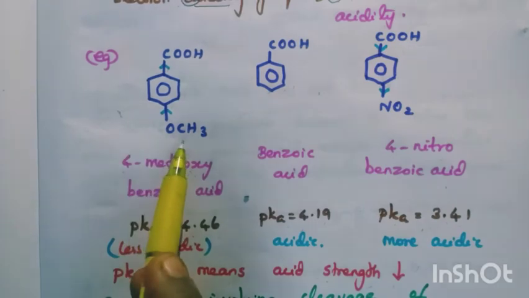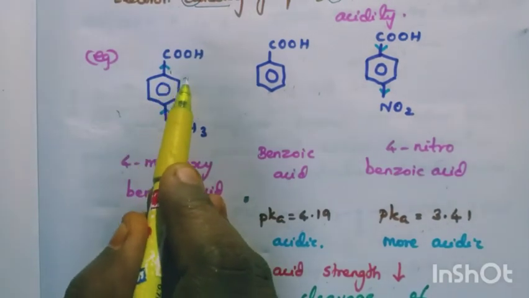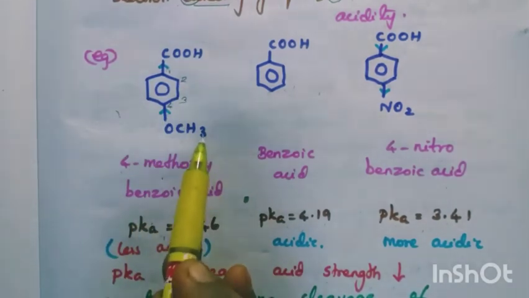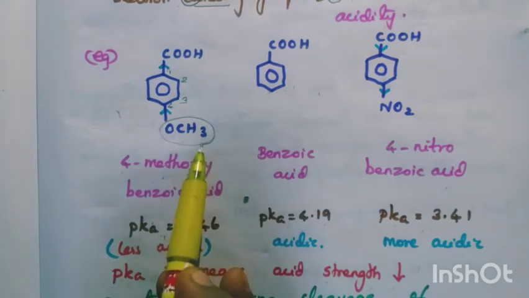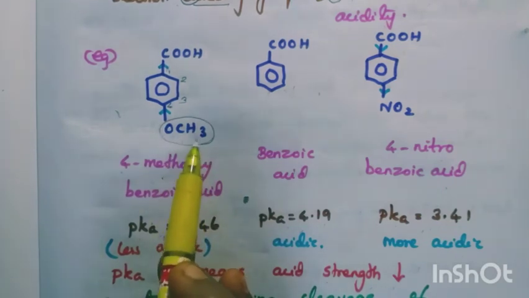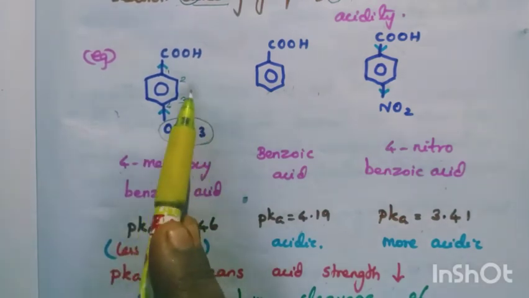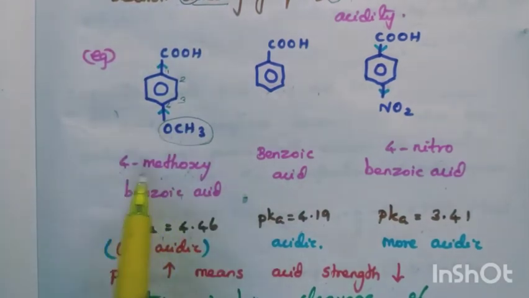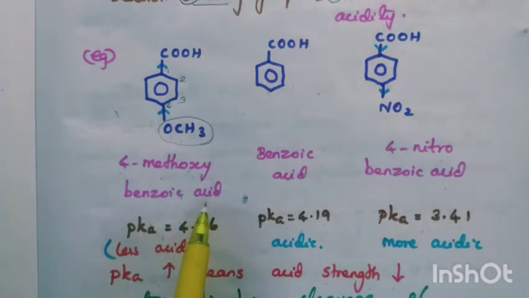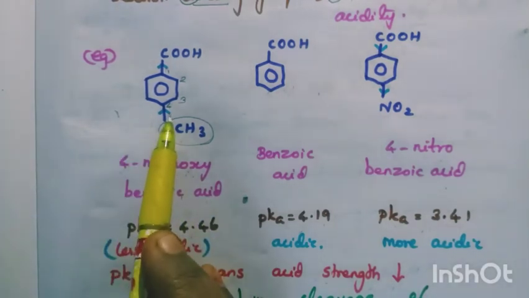See this compound. What is the name of this one? 1, 2, 3, 4. At the fourth carbon we have a methoxy group. Methoxy, methyl oxy, methoxy. So 4-methoxy. Without this group it is called benzoic acid. So 4-methoxy benzoic acid.